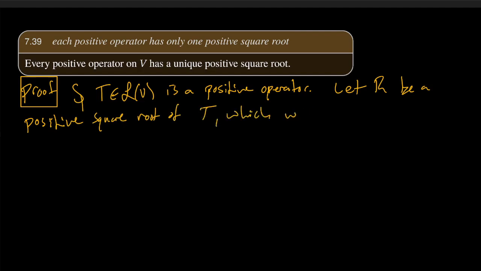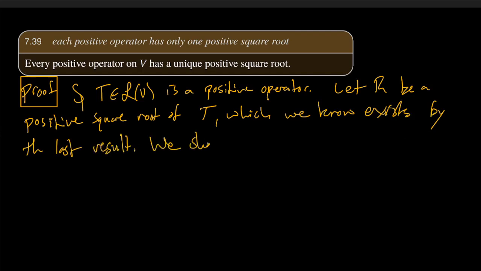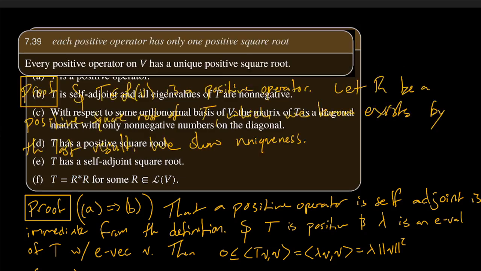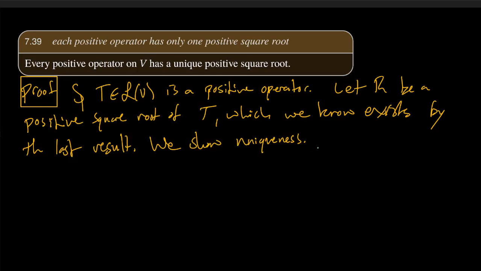Which we know exists by the previous theorem. We show uniqueness. That is, we just went through and said, hey, look, if T is a positive operator, it has a positive square root. Absolutely true. All right, we've shown that. Now, what we're claiming is that every positive operator has a unique positive square root. We already knew it had a positive square root, so we have to show uniqueness.